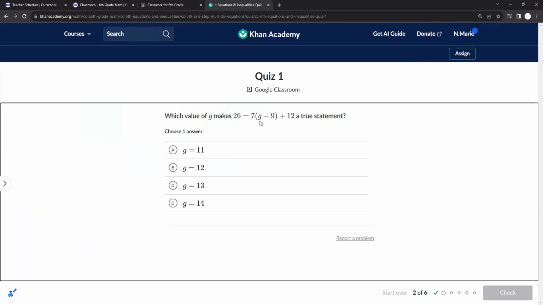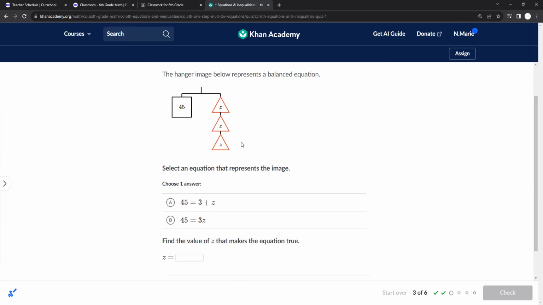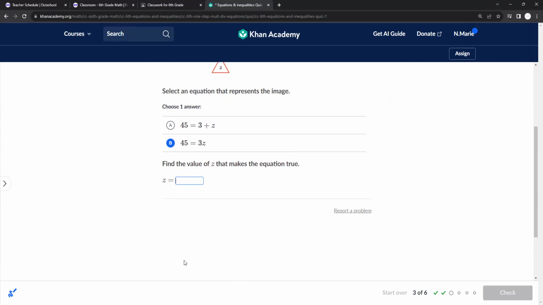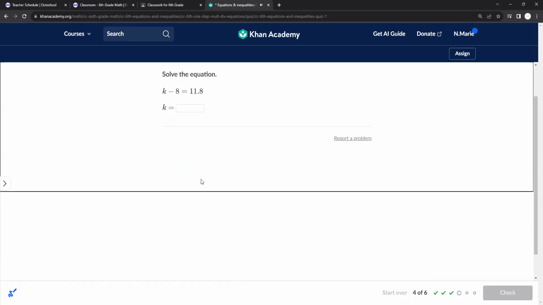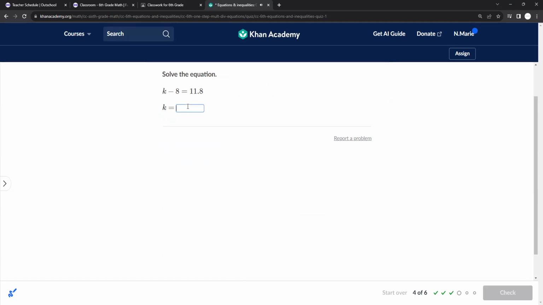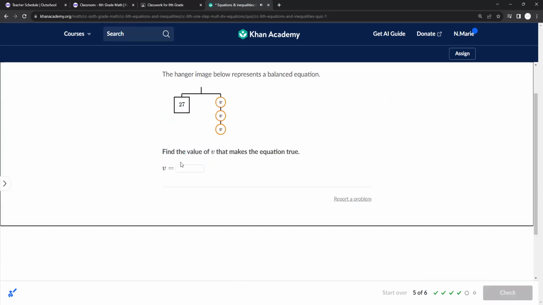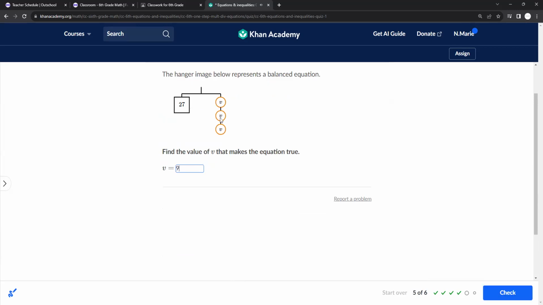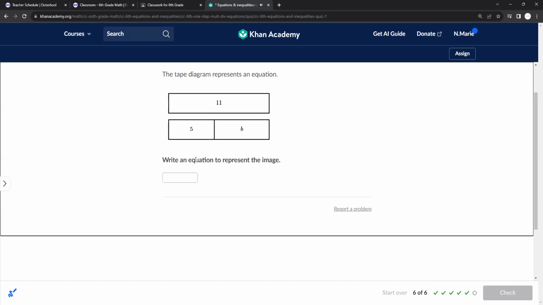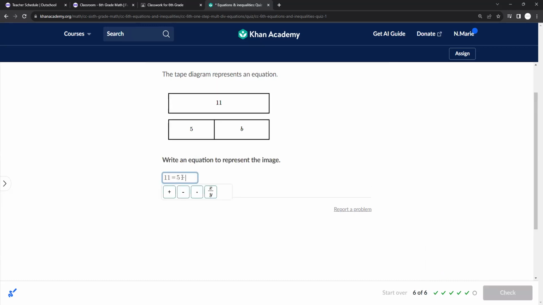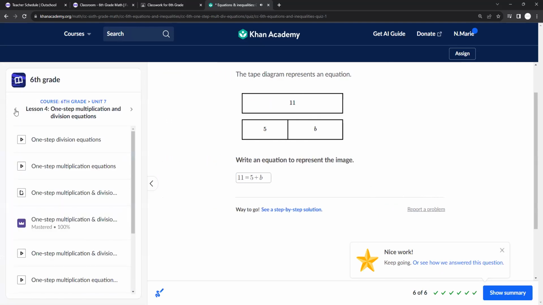Okay, so let's see. If I plugged in 11, 11 minus 9 is 2. 7 times 2 is 14. 14 plus 12 is 26. Yep, first answer. Oh, this is 45 equals 3z. And so if we divide both sides by 3, we get z is 15. How do I move the 8 to the other side? I add. v is equal to, well, it's going to be 9 because 3v equals 27, v is 9. 11 equals 5 plus b. Very simple. There should also be some fraction ones around here.